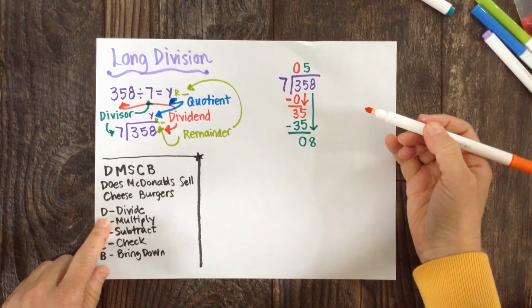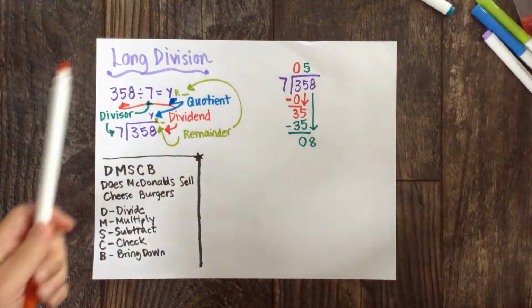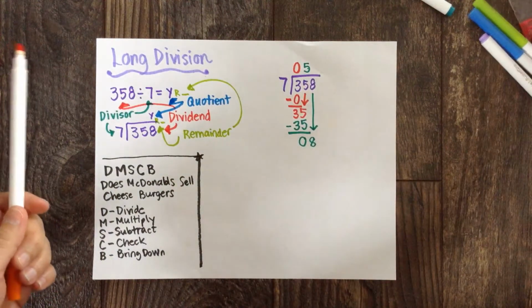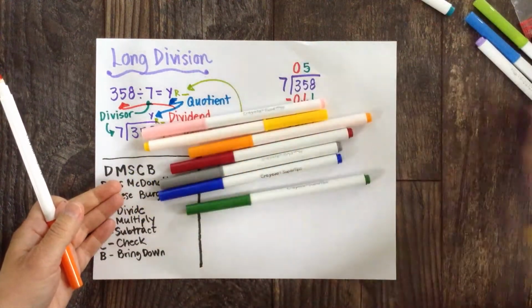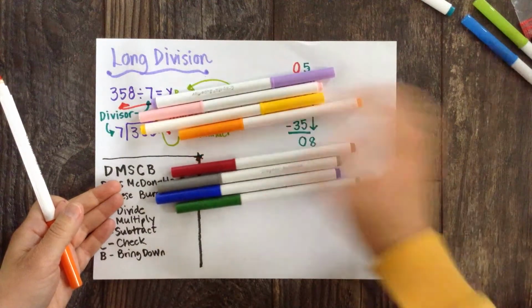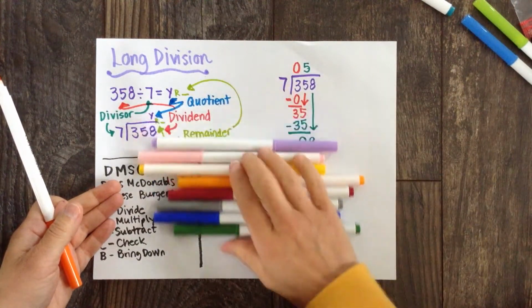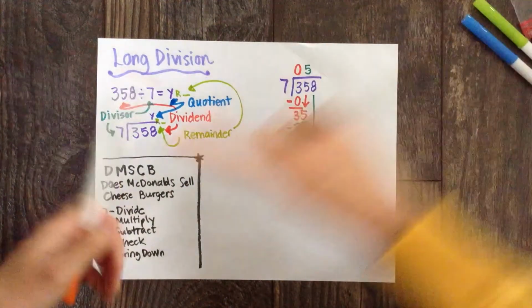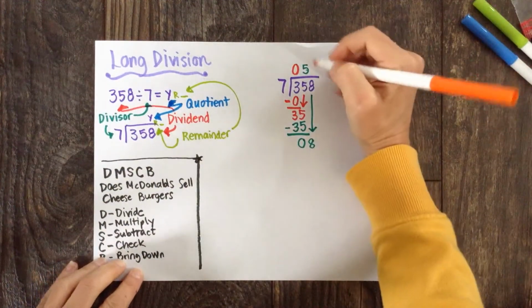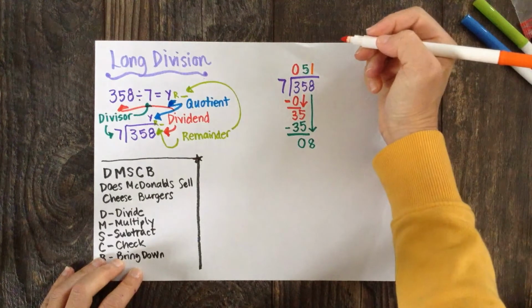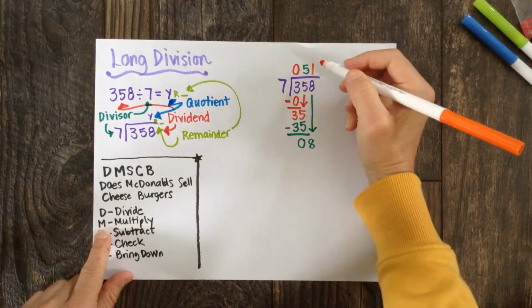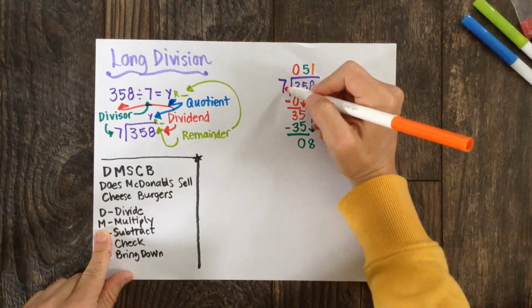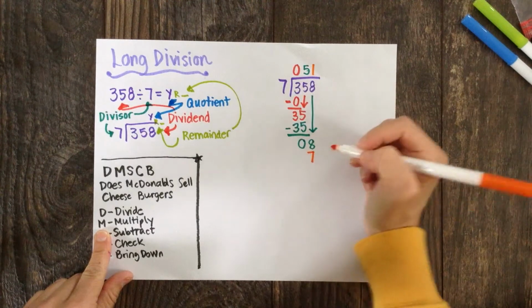You know that, right? If you have 7, let's see, 1, 2, 3, 4, 5, 6, 7. If I have 8 of these, here's 8 markers, how many 7s can I make? 1 group of 7, and I have 1 left over. So 1 group of 7 means 1 is going to go in my quotient. That's my dividing. What do I do next? Multiply. 1 times 7 is 7.